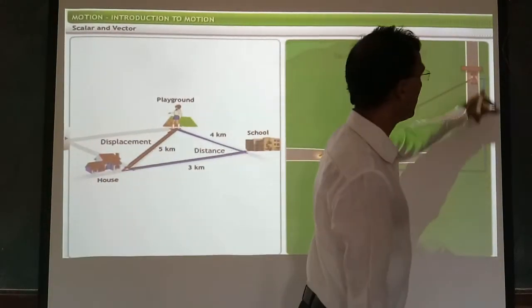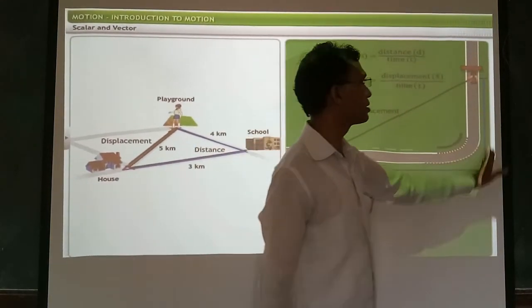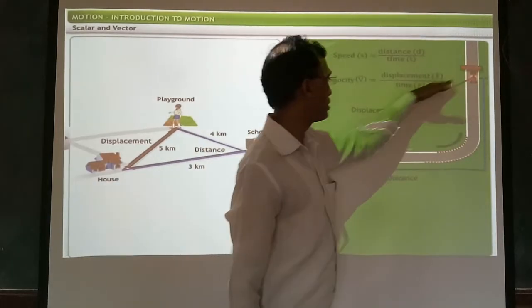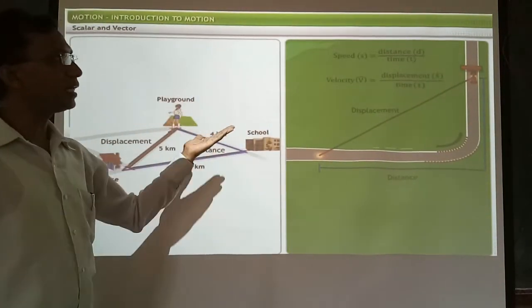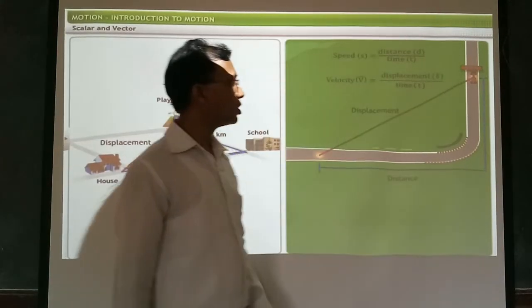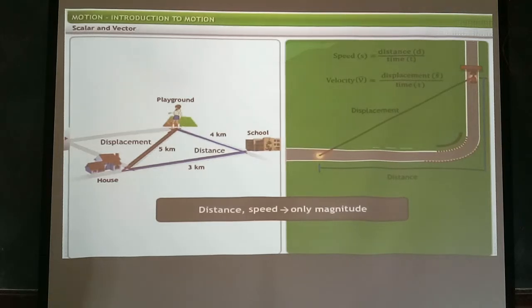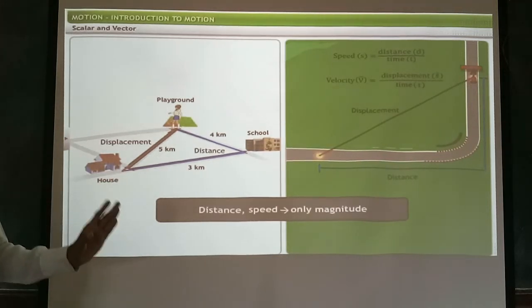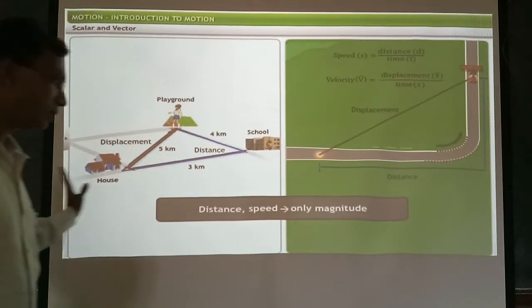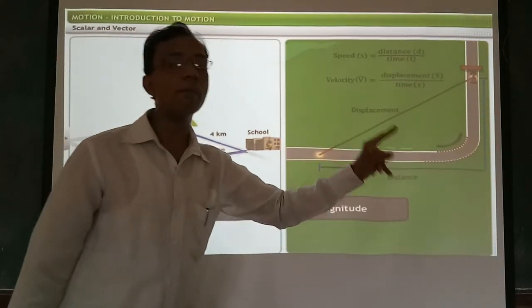It covers the distance between the initial position and final position, that is the total distance, and this is the displacement. So speed equals distance upon time, and average velocity equals displacement upon time. Distance and speed have only magnitude.